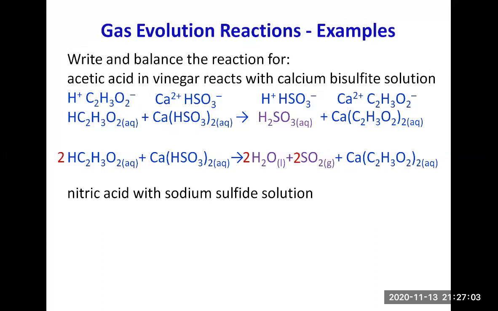Second example, nitric acid with sodium sulfide solution. So nitric acid, that's an acid. There is no hydro prefix. That means it's an oxy acid. The ending "ic" tells you that the polyatomic ion it comes from ends in "ate". And so if you take nitric, it becomes the nitrate. And so you need to find the formula of the nitrate, and that's NO3 -1.